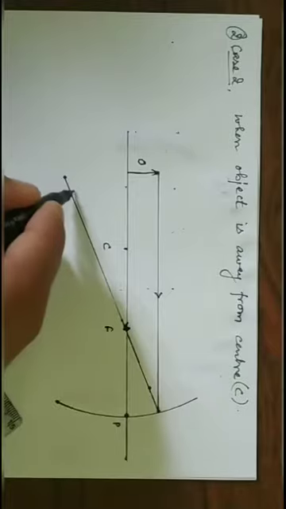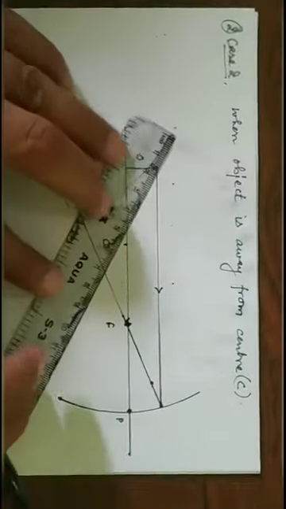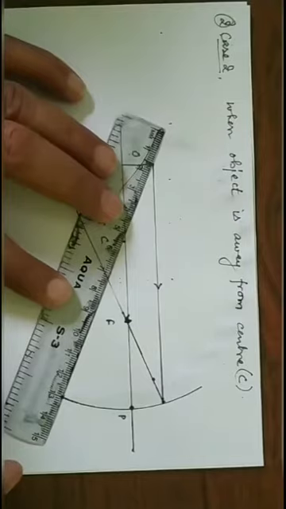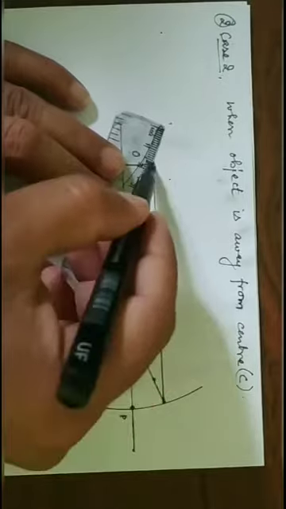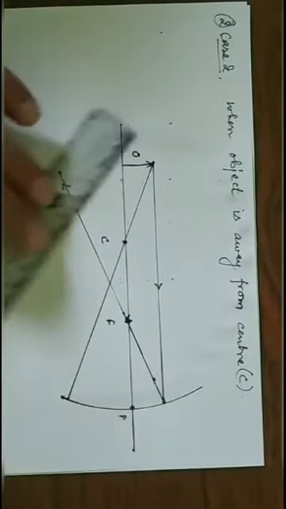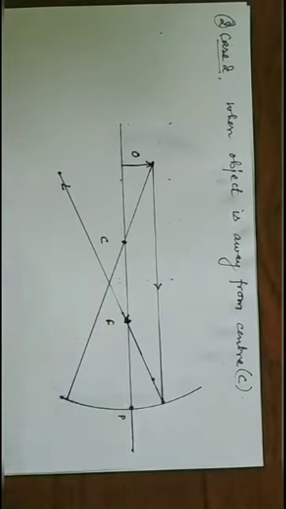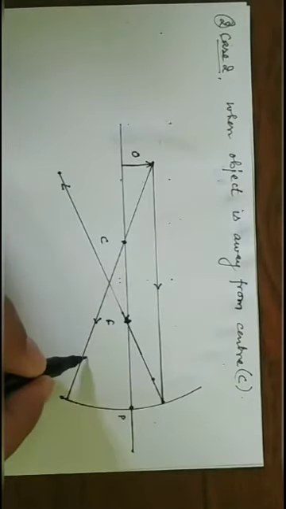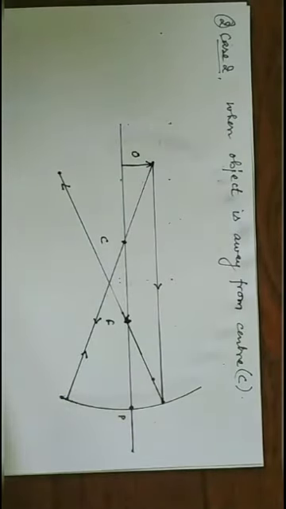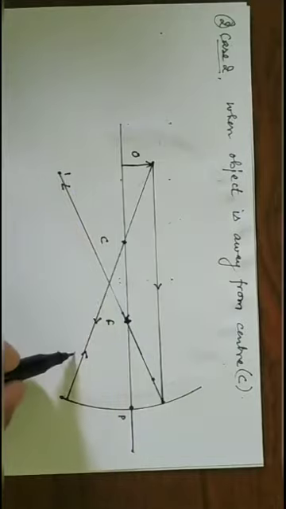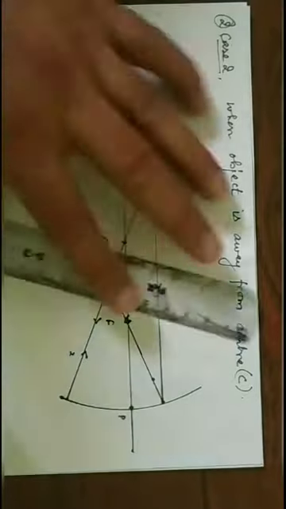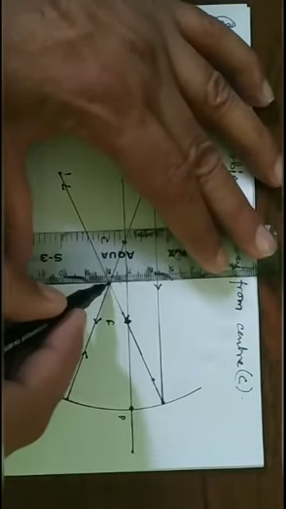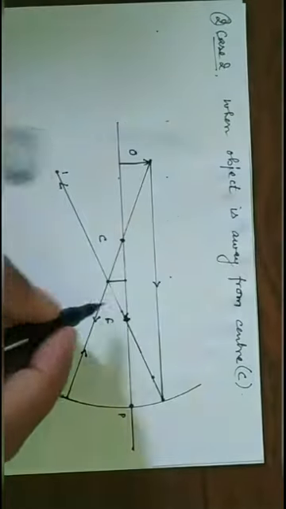Any ray which is parallel will pass through the principal focus. So this is your reflected ray. Second ray, any ray that passes through the center will retrace its path, coming back along the same path from where it has come. So where these two reflected rays meet, at this point, is your image. A vertical line from here is the image. So this is your image I.